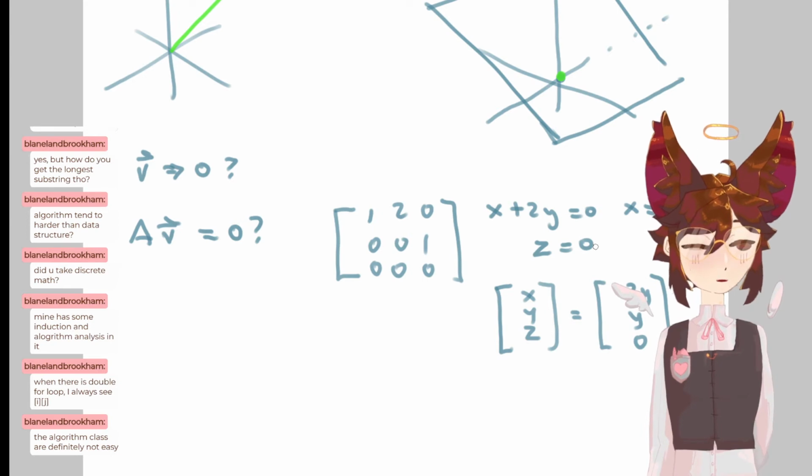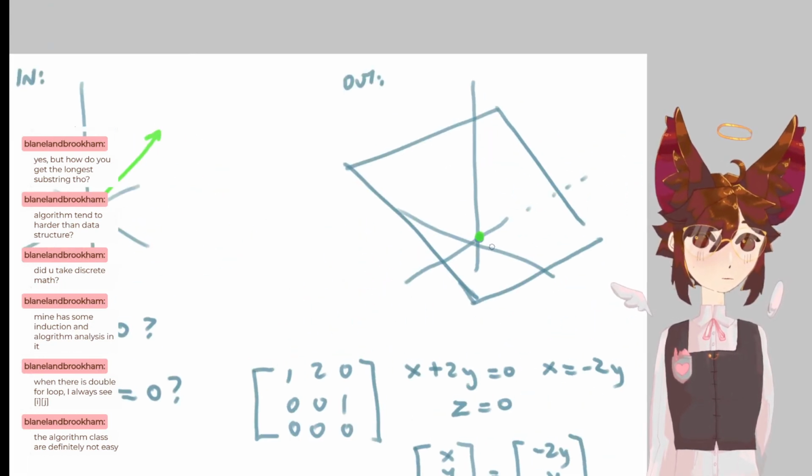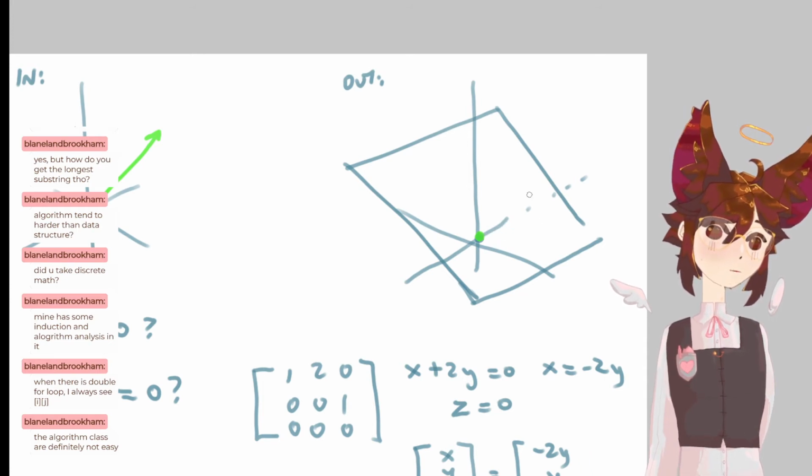So if we had negative 2, 1, 0, that would go to 0 if we were to draw that. Negative 2 this way, 1, or negative 2, 1. That's going to go to 0 here. This plane is definitely not right that I drew.